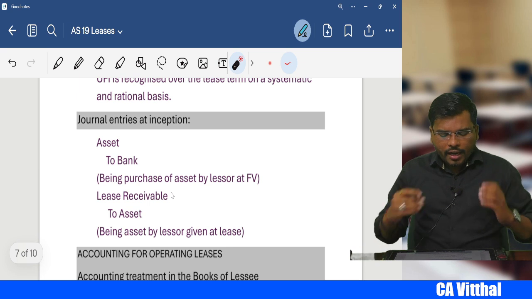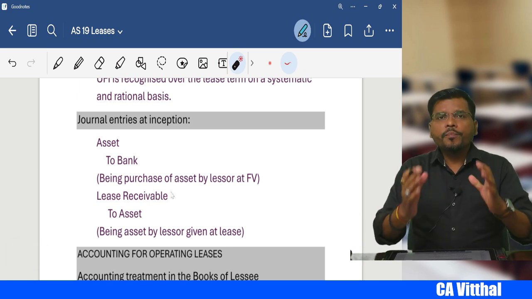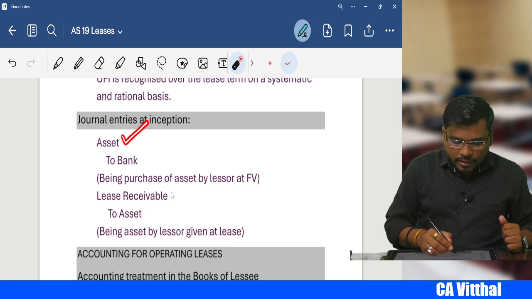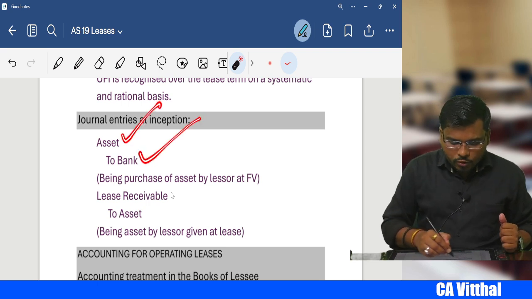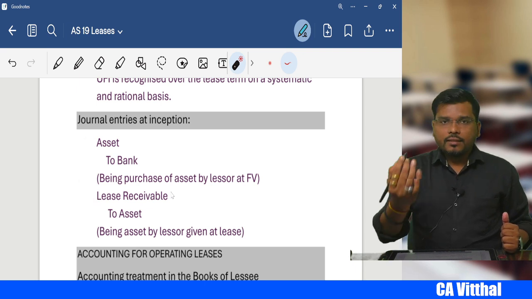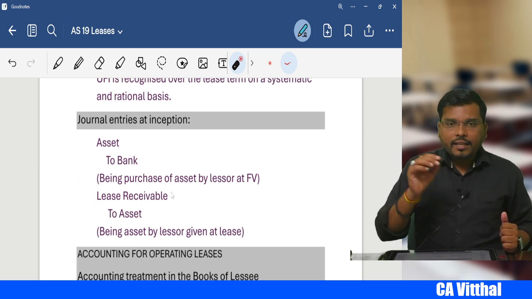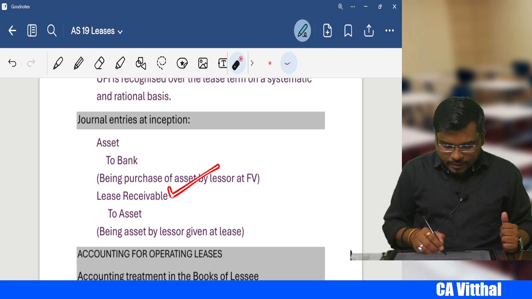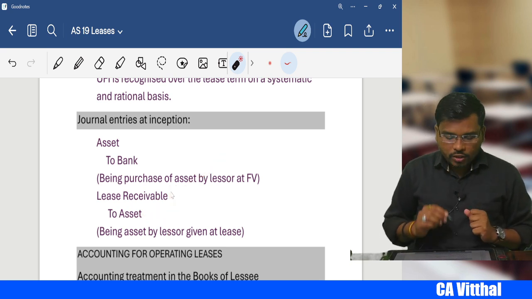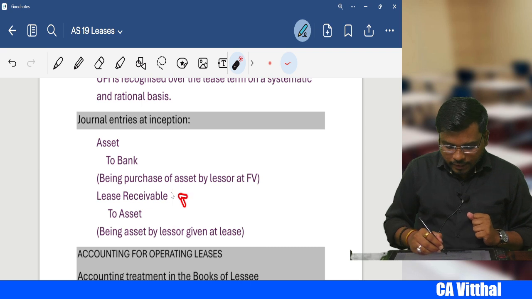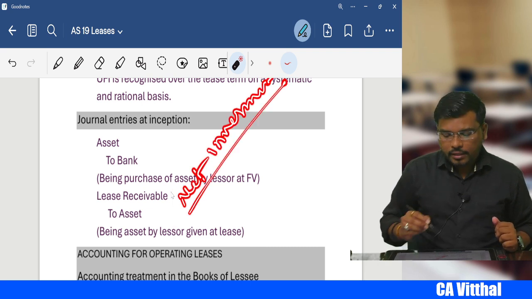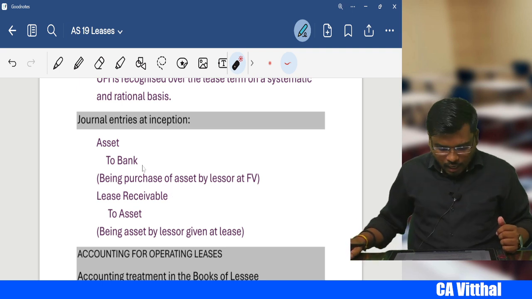So what entry will the lessor pass in his books, sir? First, when he purchases the asset, he will pass the entry asset account debit to bank account, and this asset he will give on lease to the lessee. At that time he will pass the entry lease receivable account debit to asset account. At which value, sir, will he record this? At net investment, right, my dear student? I hope it is clear.